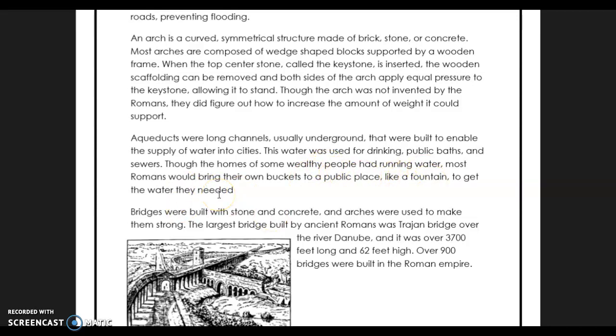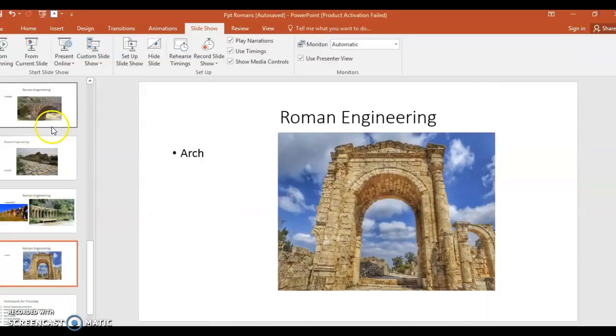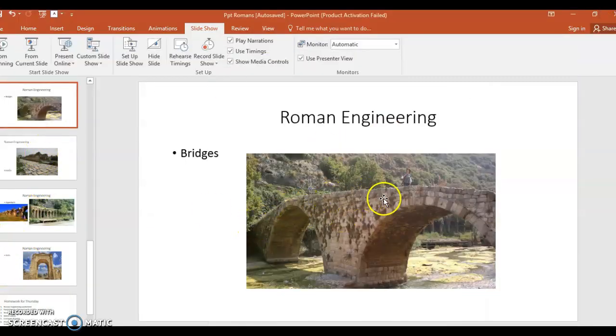Bridges were built with stone and concrete, and arches were used to make them strong. So this is a bridge. As you can see, it is made from big stones, from bricks or from concrete. And they used to also make an arch so it can be supported. This is an arch. This is an arch.